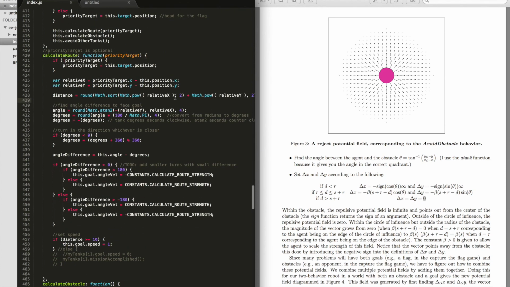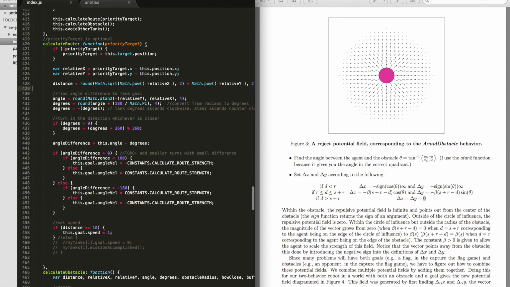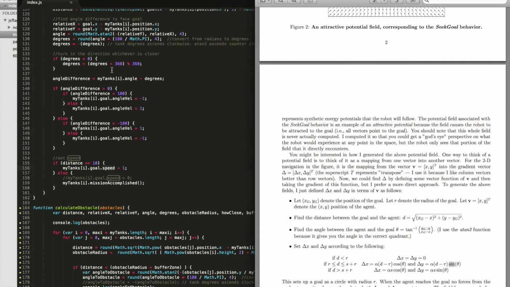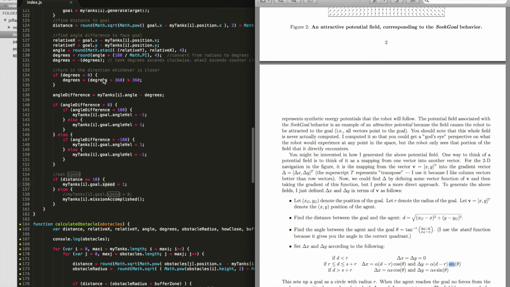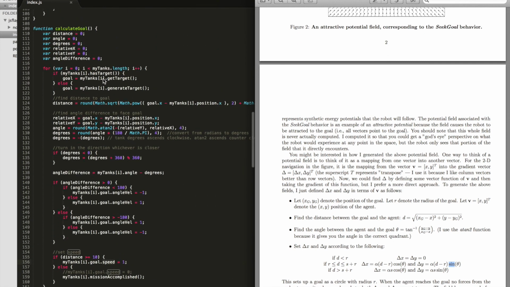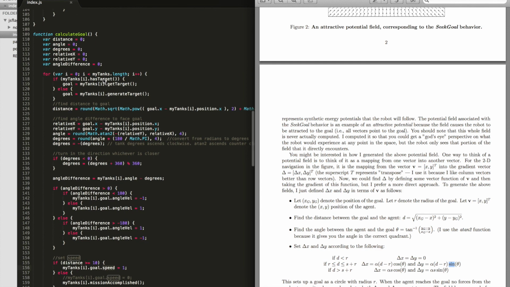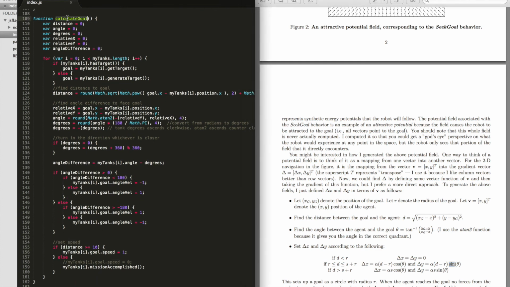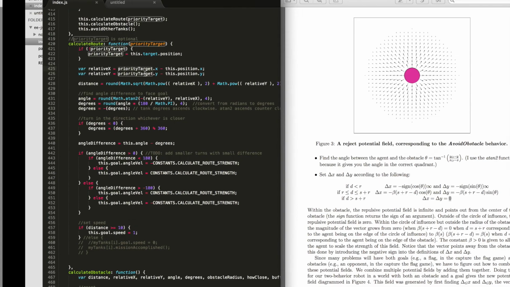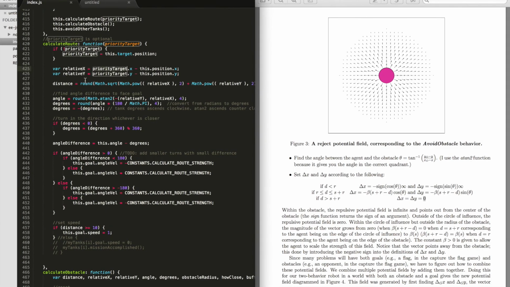So first, let's go down to calculate route. This code here is very similar to the calculate goal function here in the jsflags-ai. But the big difference is that instead of going through every tank, it's only affecting the current tank. This is a function on the prototype. This is a prototype function on the tank object.